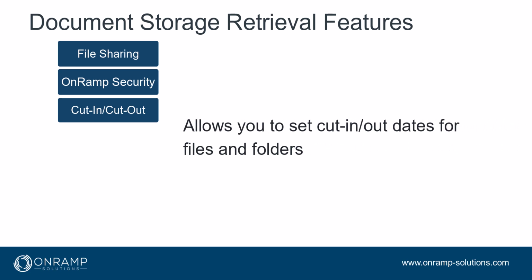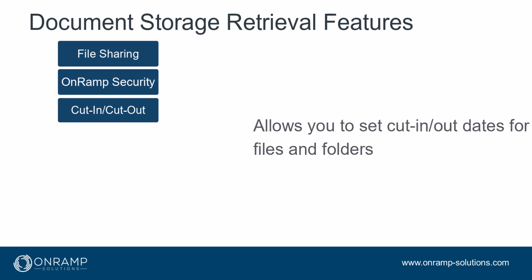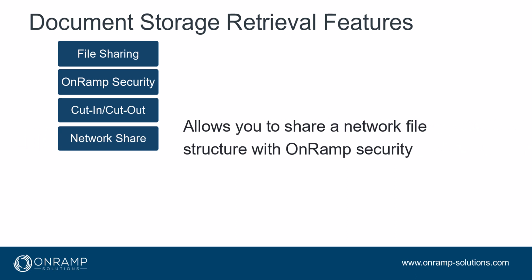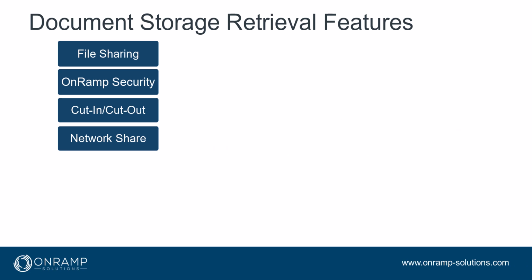If you had some file that you wanted to come into effect, such as a new policy change or standard procedure into the future, you could do that ahead of time. It also gives you the ability for file system view. So if you have a share on your network that you want to give access to within OnRamp to certain users or all users, you can do that without uploading all the files manually to OnRamp as well.